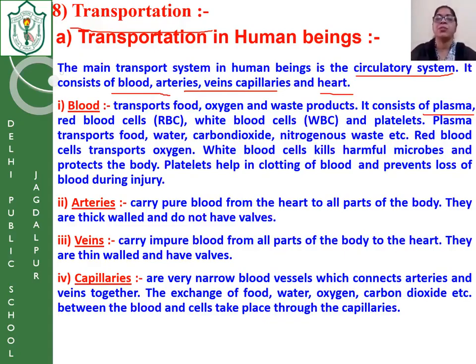Now coming to plasma. First one is the plasma. What is plasma? This is a transparent liquid in which all these things which have to be transported are dissolved, and in that plasma these cells are present. The first is the red blood cells, RBC. RBC is very important because it contains a very important pigment called hemoglobin. The blood cell is red in color due to the presence of hemoglobin.